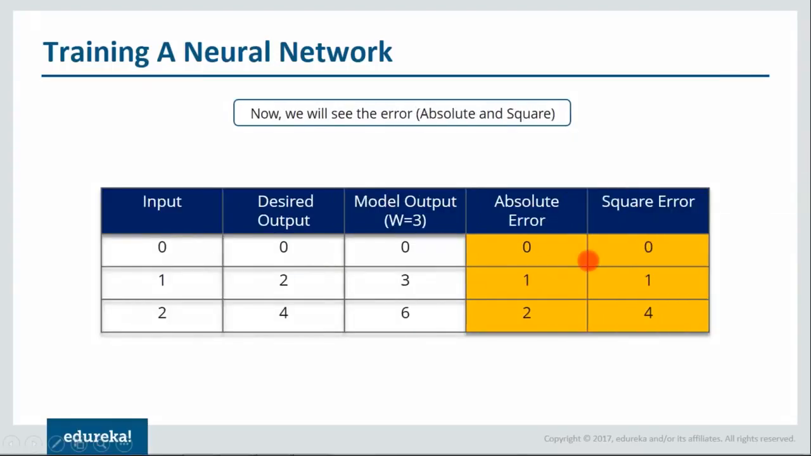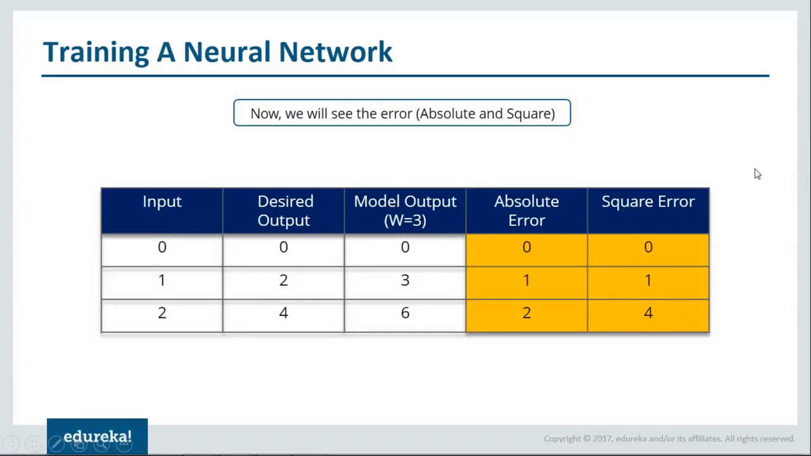The error that we have got here is 0, 1 and 2, which is nothing but the difference. So 0 minus 0 is 0, 3 minus 2 is 1, 6 minus 4 is 2. Now this is called an absolute error. After squaring this error, we get the square error which is 0, 1 and 4. All right. So now we need to update the variables.